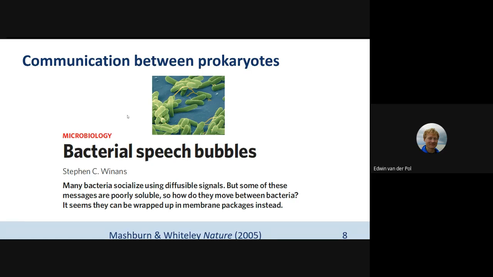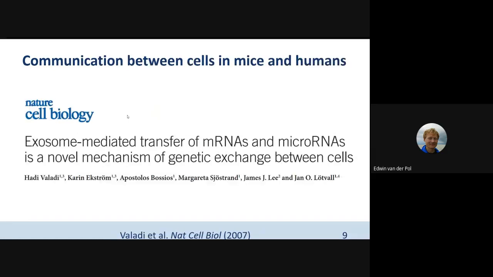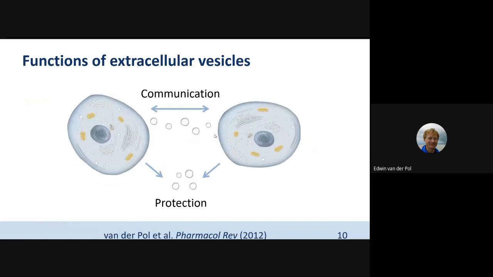Now, these are bacteria, but pretty recently, just a bit more than 10 years ago, it was shown that vesicles in humans and in mice also contain messenger RNA and microRNA, which shows that by wrapping these RNAs in a vesicle, vesicles can transfer a message through the body. Those were just two examples of communication.